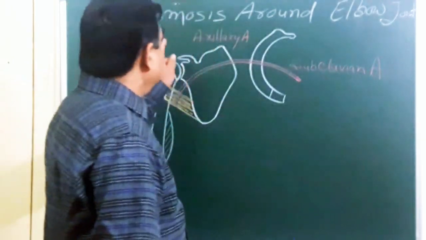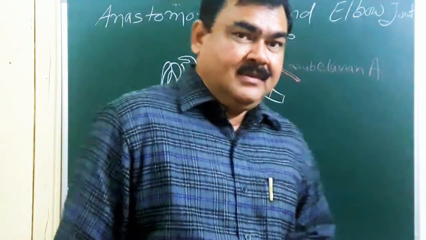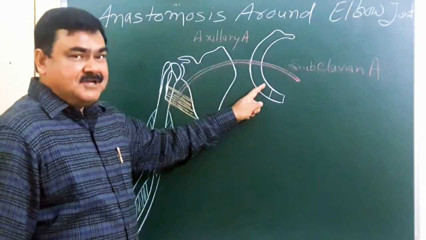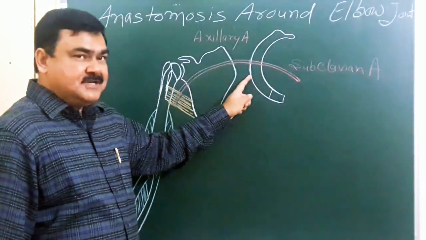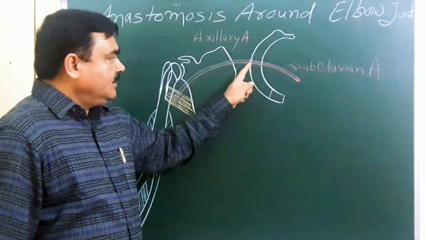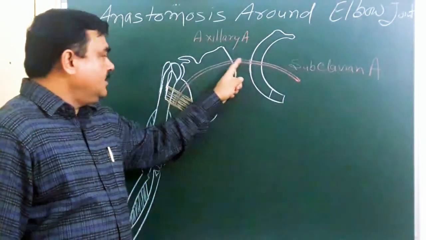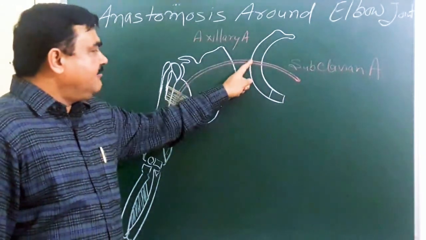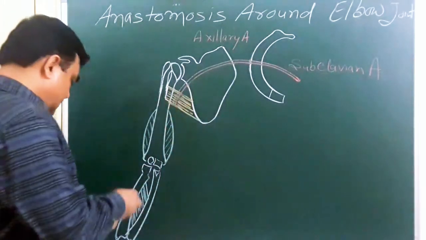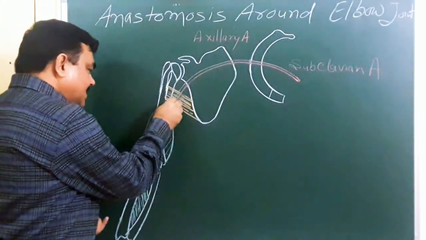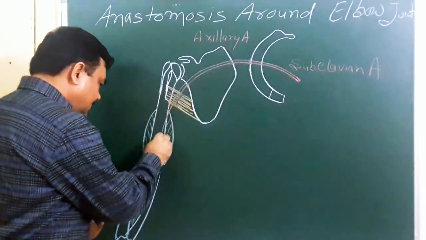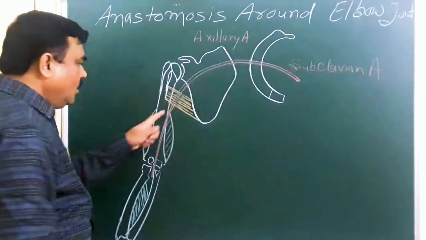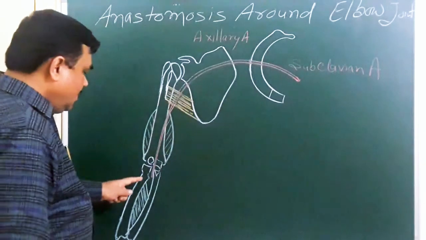Now we'll discuss the anastomosis around the elbow joint. Here you can see this is the first rib, this is the outer border of the first rib, this is the subclavian artery, and from the outer border of the first rib to the lower border of the teres major, this muscle is teres major, this is the axillary artery from here to here, and here is the continuation of the axillary artery, from the lower border of teres major to the radial tuberosity.